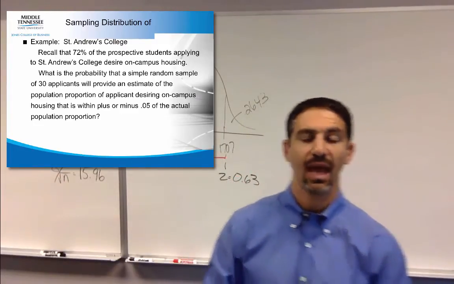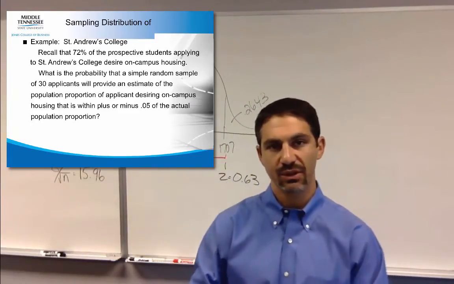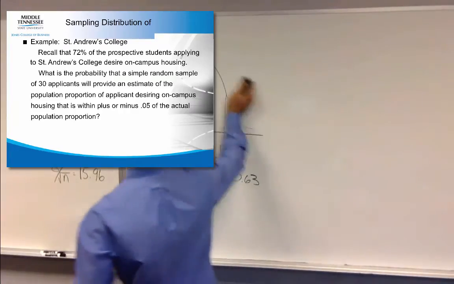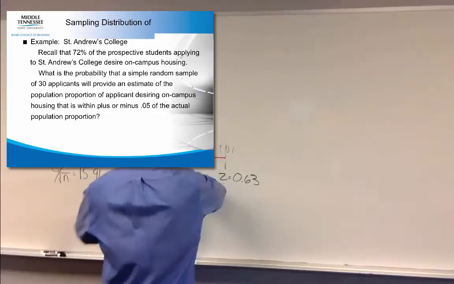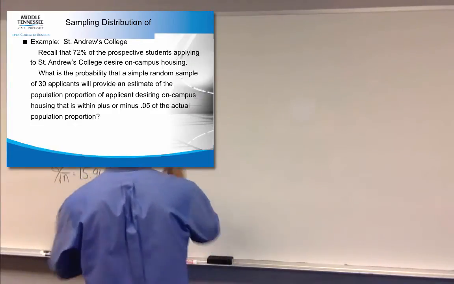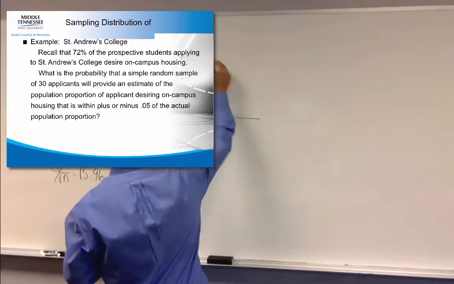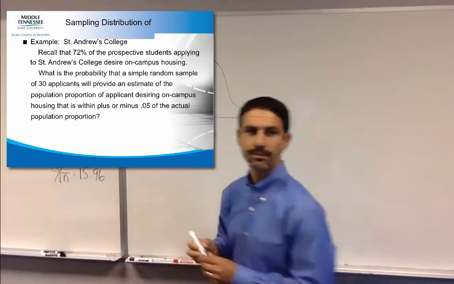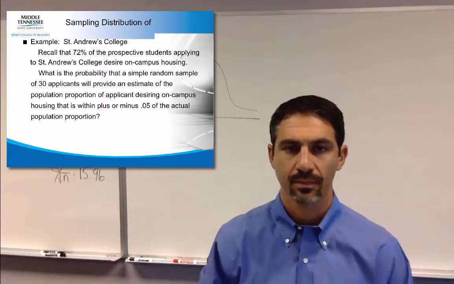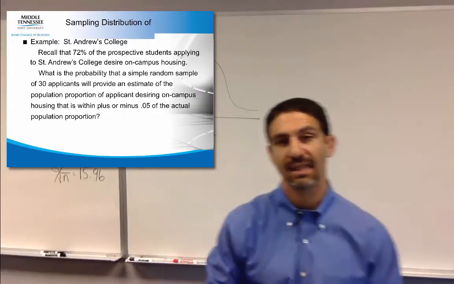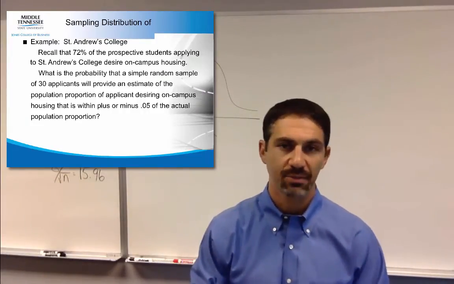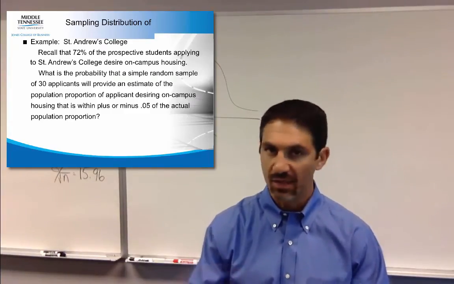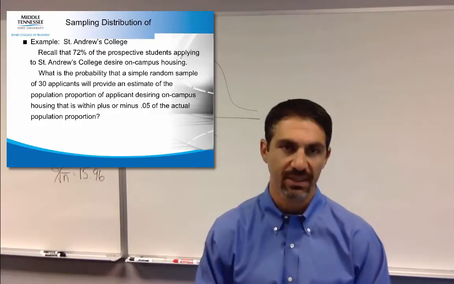Okay, now let's take a look at a sample proportion. And when we look at a sample proportion, compare it to a population proportion, we can also do the same thing. We can still come up with a z-score. It's just the calculation's a little bit different.